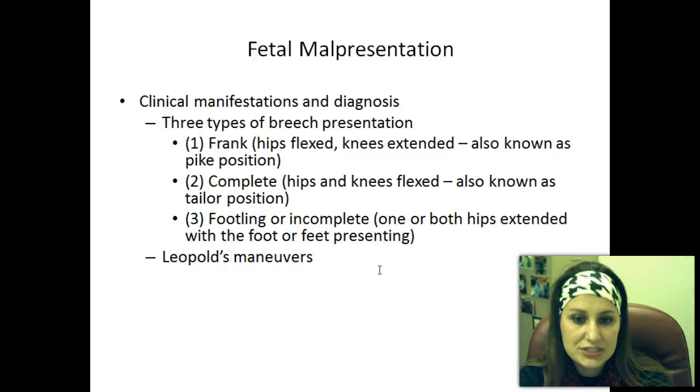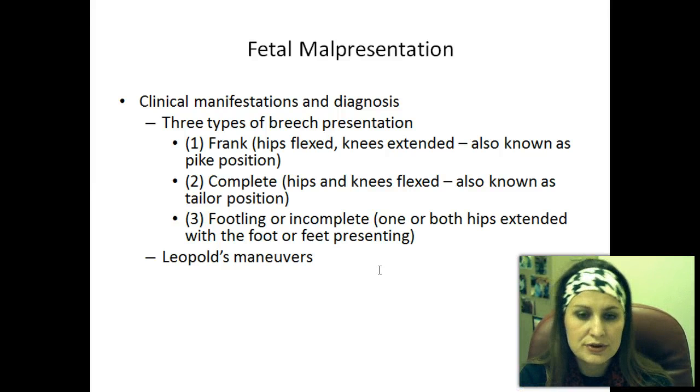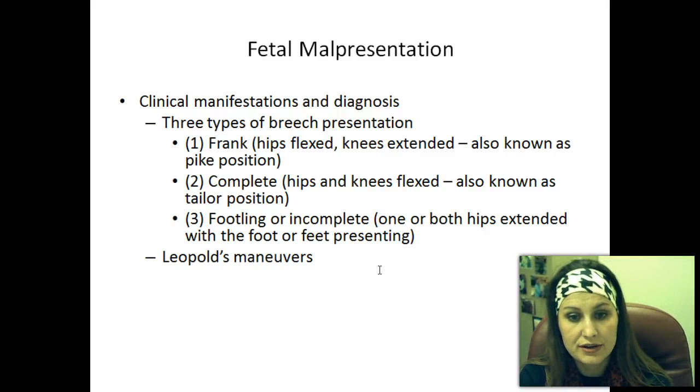Clinical manifestations and diagnosis. There are 3 types of breech presentation. We'll go through those real quick. Frank is when the hips are flexed, the knees are extended, and it's also known as pike position. Complete means hips and knees are flexed, and also known as the Taylor position. Footling or incomplete, one or both hips are extended with one foot presenting.